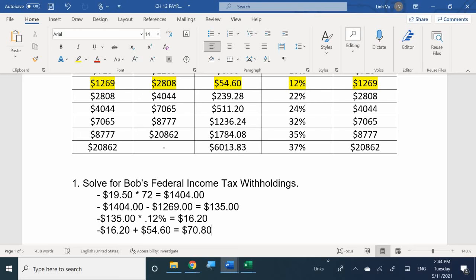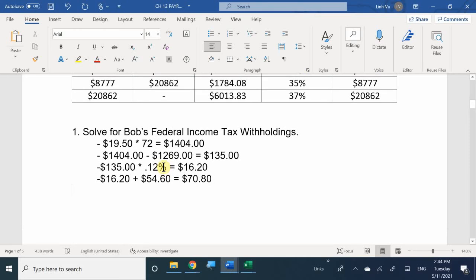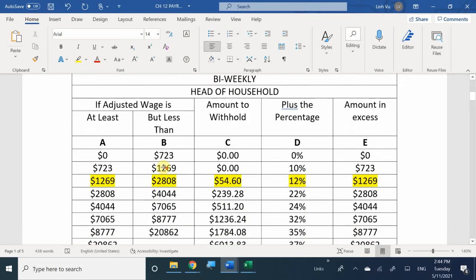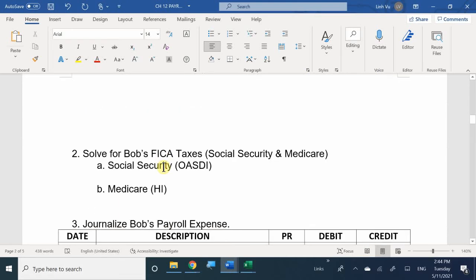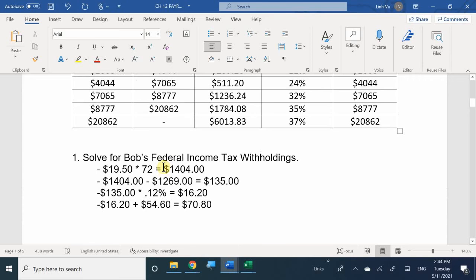In 2019, you already took your dependents before you got taxed. In this case, it's after you get taxed. So we already mentioned that Bob has 3 dependents. We know from the chart above that each dependent is $2,000.